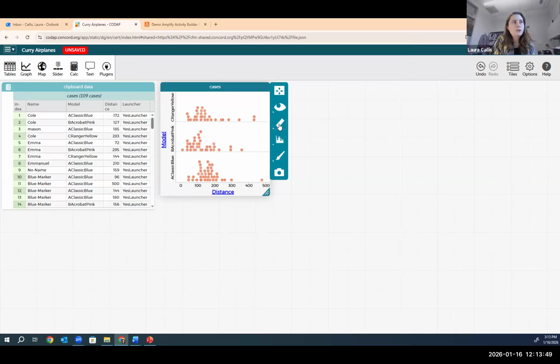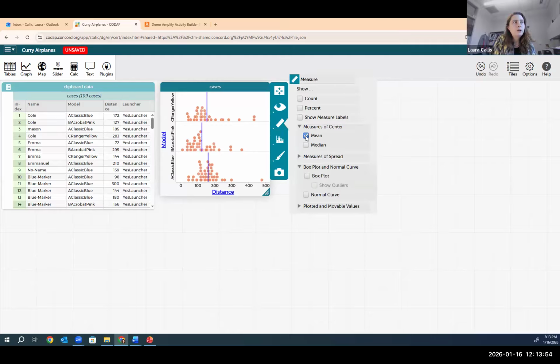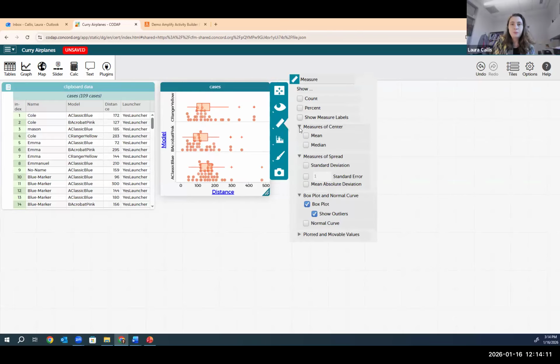You can add different features too. So if you click on that ruler, you can add a bar that shows the mean. You can have them estimate the mean, or you can click show measure labels and it will calculate the mean for you. You can do the same thing with the median, and then the box plot is kind of nice too. There's also measures of spread, the standard deviation, and mean absolute deviation that you can have it calculate too. So you don't have to sit there and do a bunch of computations or remember what command to put in order to report out the standard deviation. You can also just drop a CSV file into CODAP.